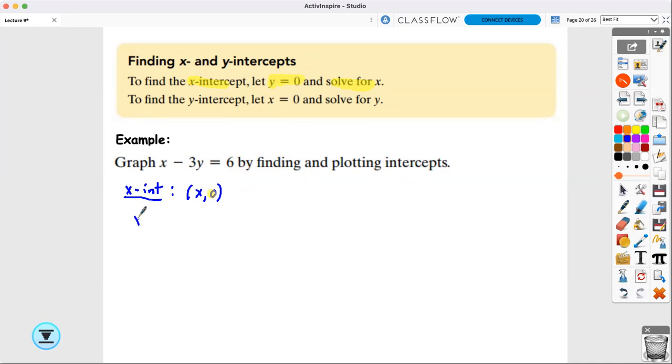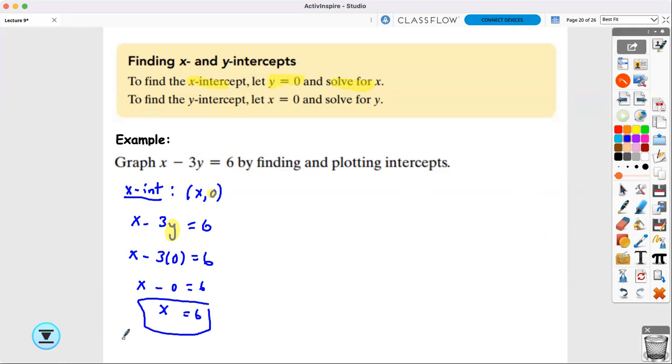So take the equation x minus 3y equals 6. We know y equals 0, so let's plug it in. x minus 3 times 0 equals 6. Well, 3 times 0 is 0, so that's x minus 0 equals 6. x take away 0 is just x, and bring down the 6. So now we have the x-intercept (6, 0).